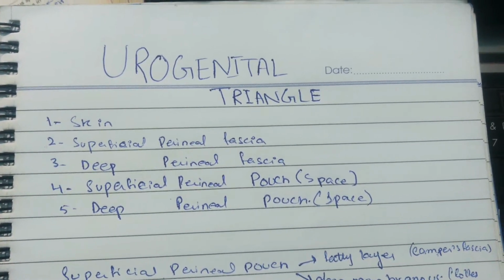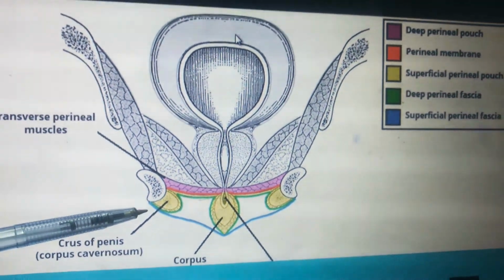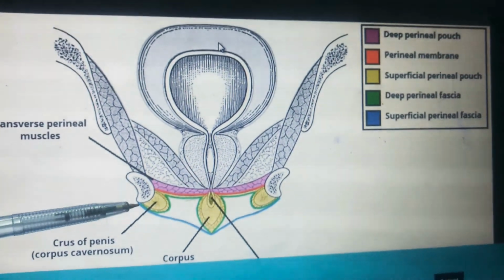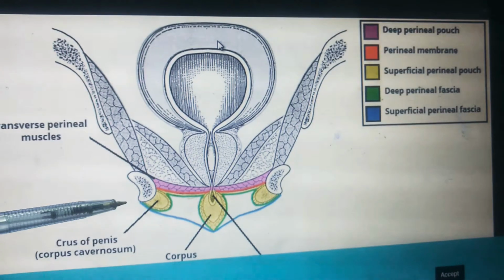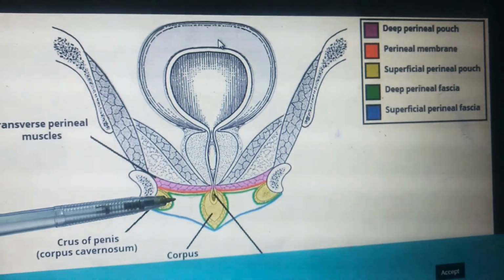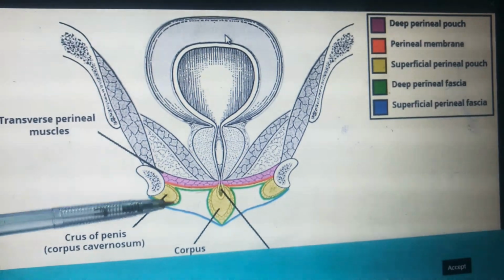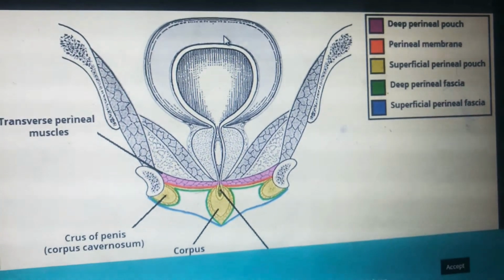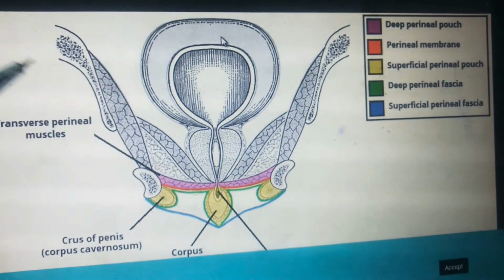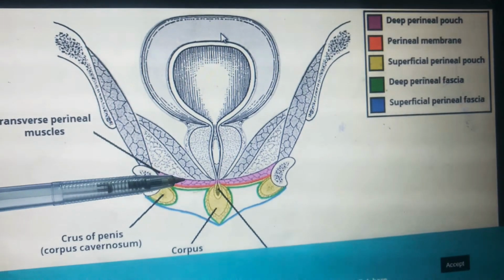Now let me tell you one thing, that these blue lines are going to denote the superficial perineal fascia, and this green line is going to denote your deep perineal fascia. After this we're going to have the superficial perineal pouches, and then we're going to have the deep perineal pouches. The deep perineal pouch is denoted by this purple area.